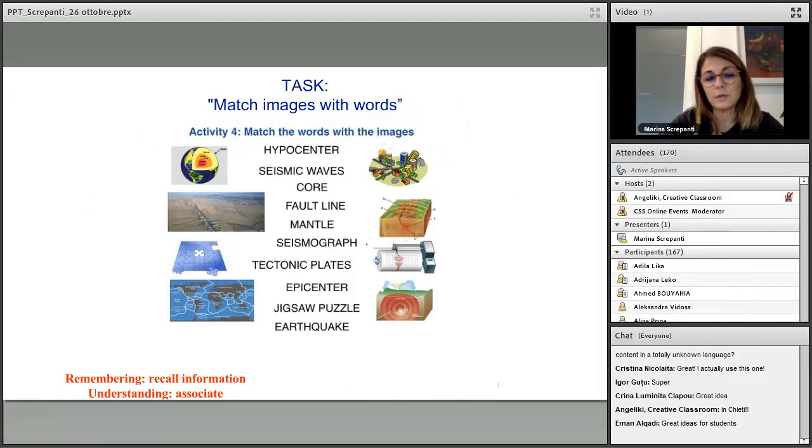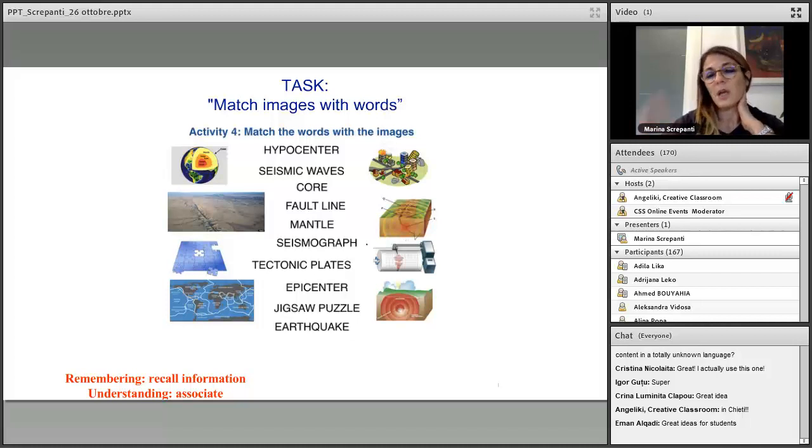And they use the words, obviously. There are different topics, tasks. I just take some activities from different lessons. For example, match images with words: hypocenter, seismic waves, core, fault line, etc., etc.